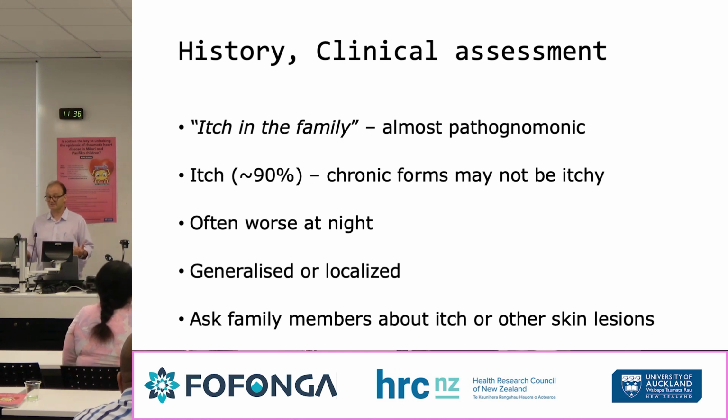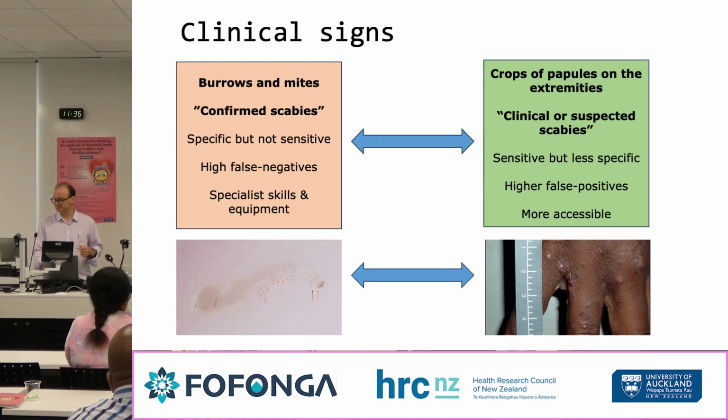Funnily enough, not everyone is itchy in our studies. In the Pacific, in the Tongan studies, we've found about three quarters of the children that we see who we think have scabies are itchy. It's often worse at night. It can be generalised or localised, so it can be all over, or it can be just in a certain limb or specific area.